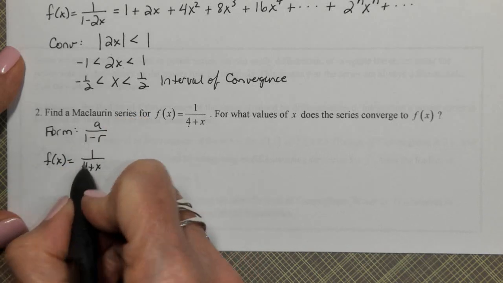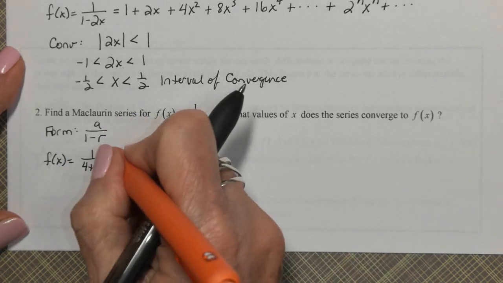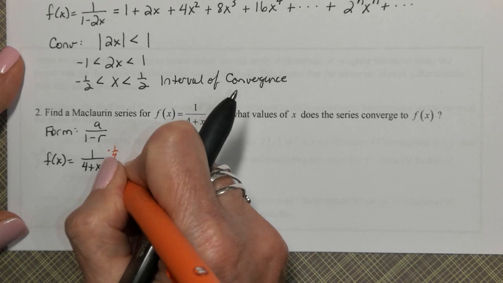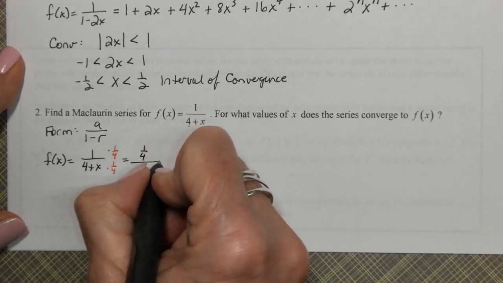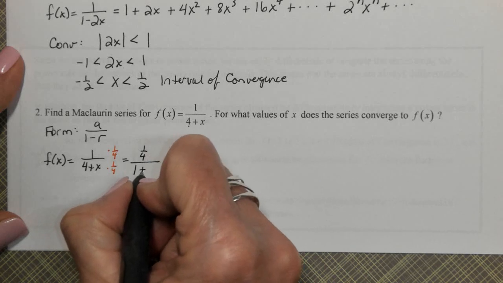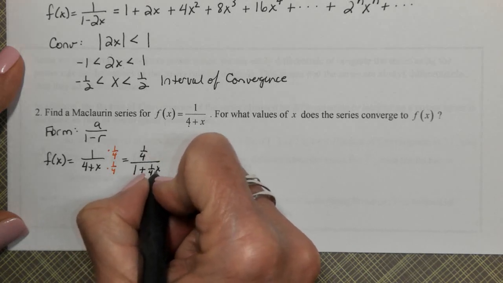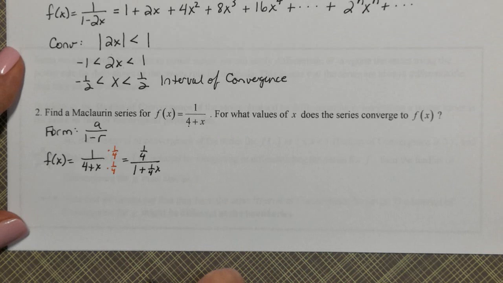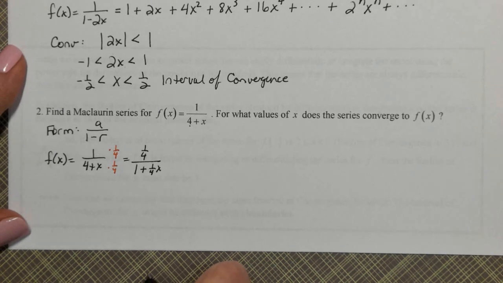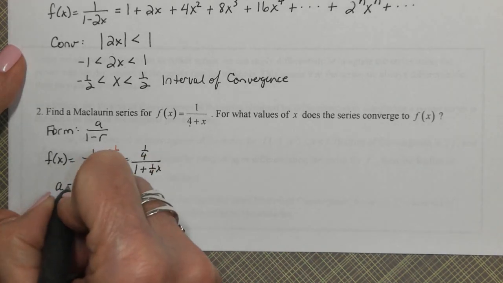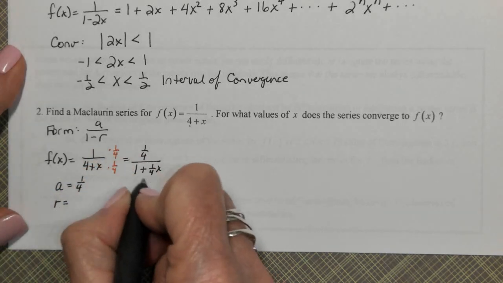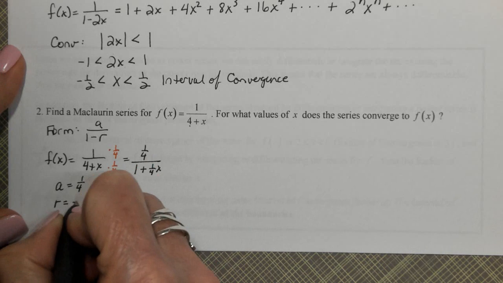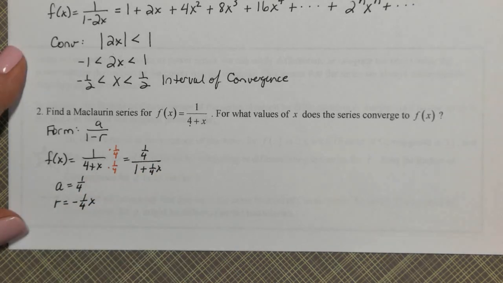How do I get a 1 in that spot? I just multiply top and bottom by a 4th. So I would get 1/4 divided by 1 plus 1/4 x. And now it is exactly in the form that I need it to be. My first term is 1/4, and my r is a negative 1/4 x. Make sure you bring out that negative.